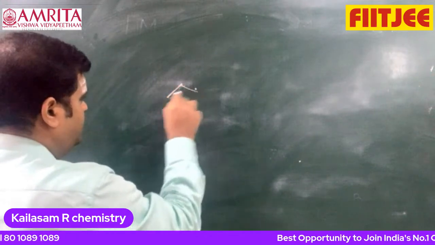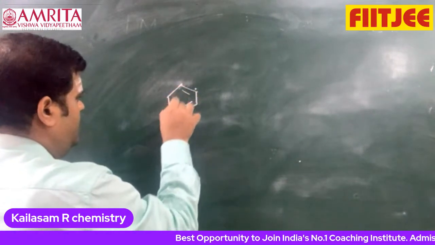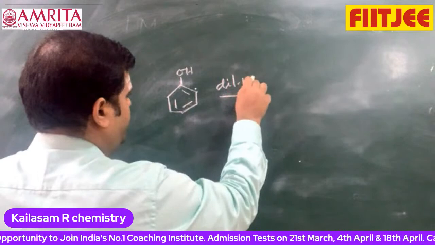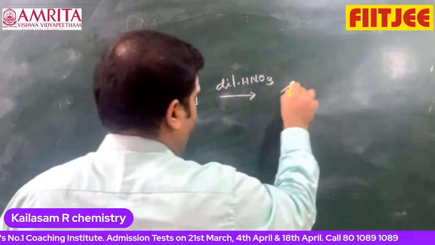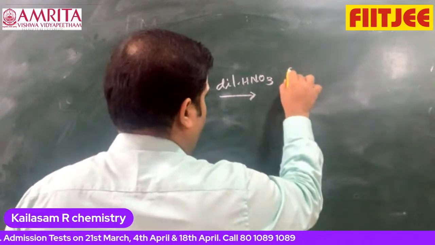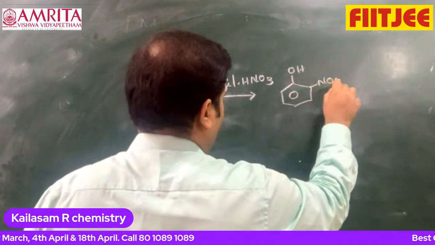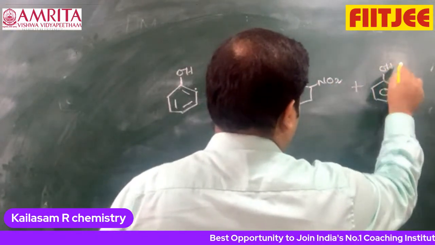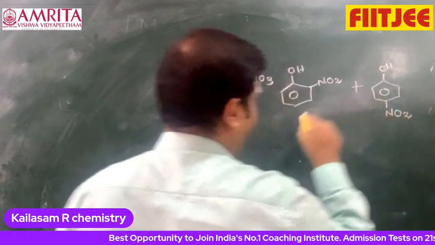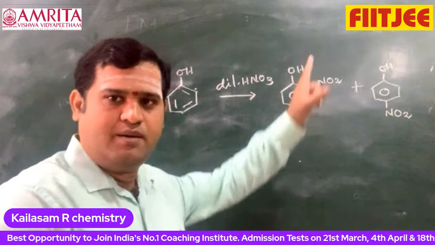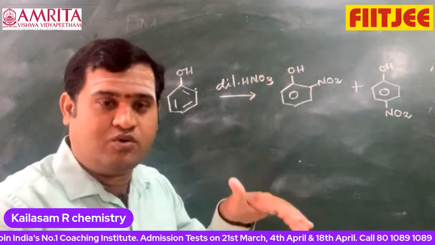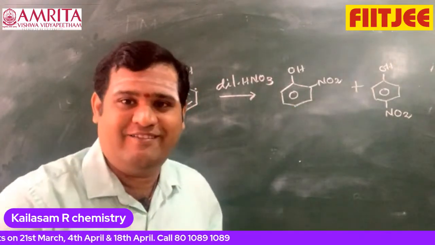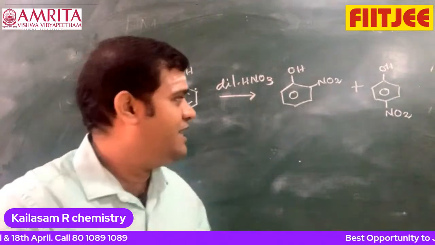In nitration, look at this. I'm taking phenol and using dilute HNO3. When dilute HNO3 is used, what is going to happen? I am going to get OH NO2 plus OH NO2, the same thing. Here ortho is major at room temperature or lower temperature. Para is major at high temperature. But here what they will ask in the question: ortho-nitrophenol or para-nitrophenol, which is more acidic? Very important. Ortho-nitrophenol is less acidic than para-nitrophenol.